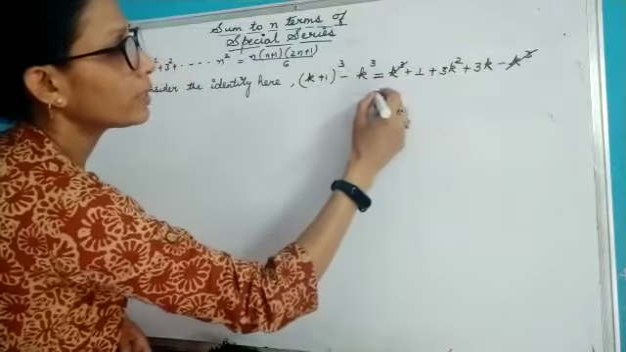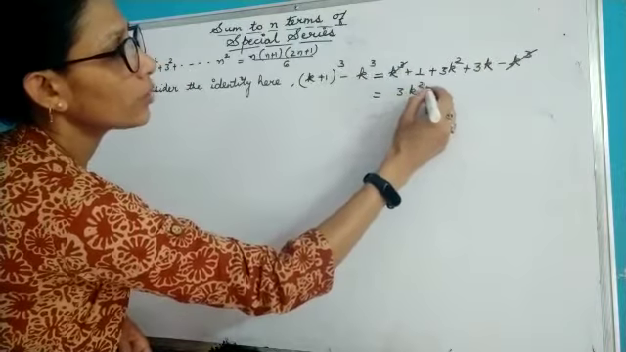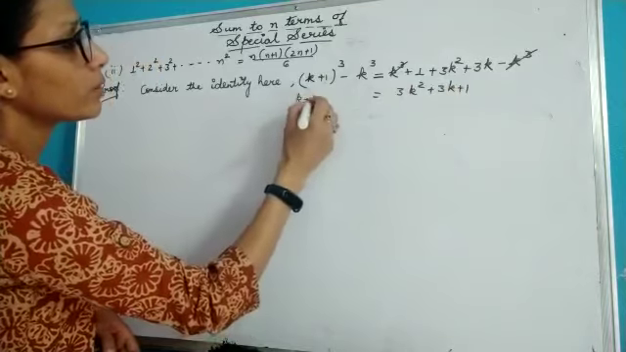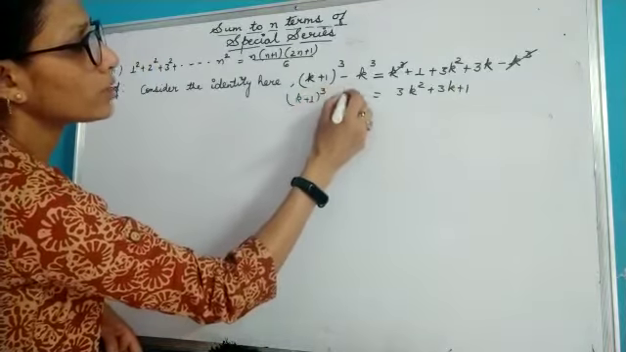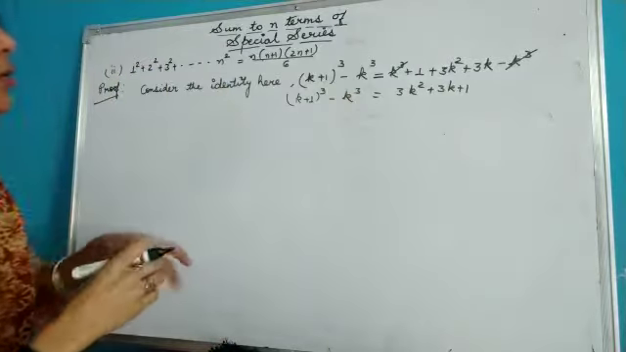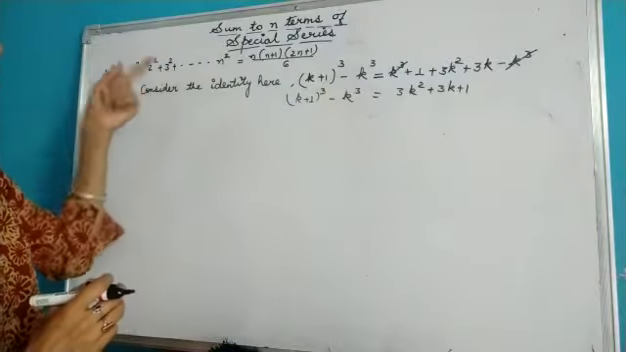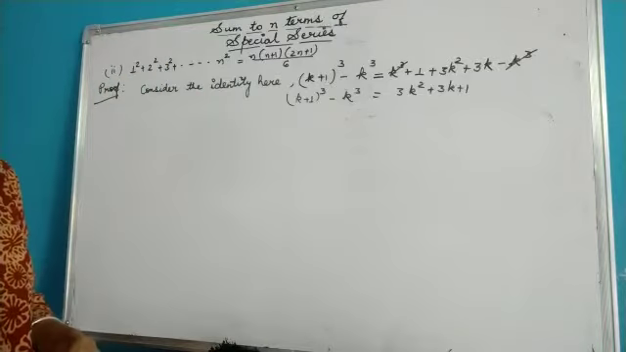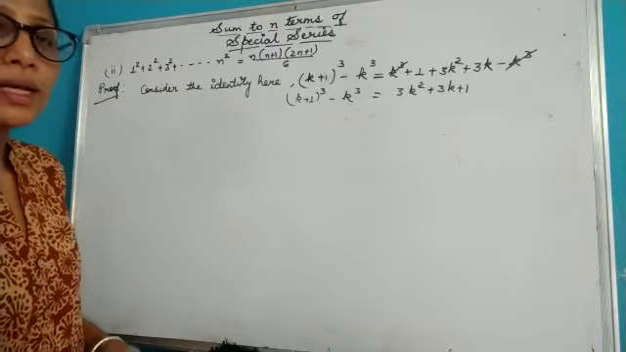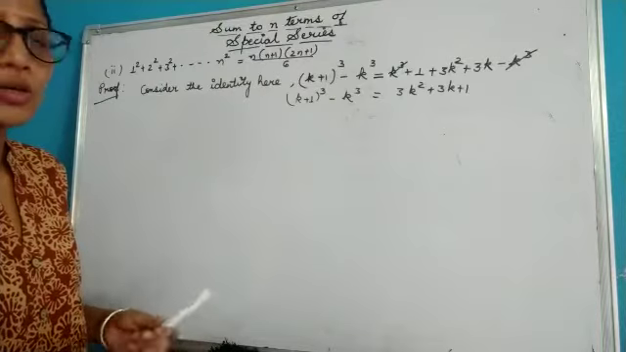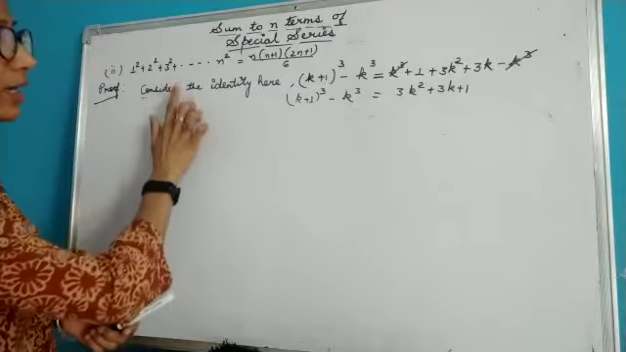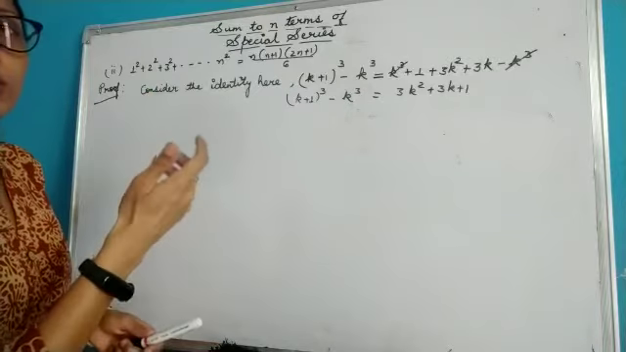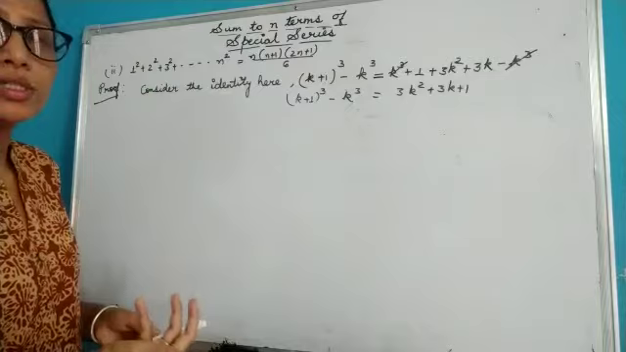So what I am getting here is 3k square plus 3k plus 1, and here this is k plus 1 whole cube minus k cube. Now children, why am I doing so? Because you see this is not in AP and not in GP, so I cannot apply any of the formulas of GP or AP. So I will try to calculate it by forming it into a sequence which follows a certain pattern.